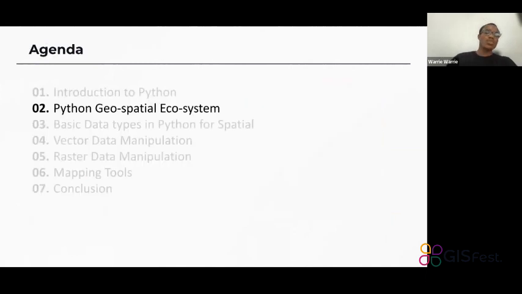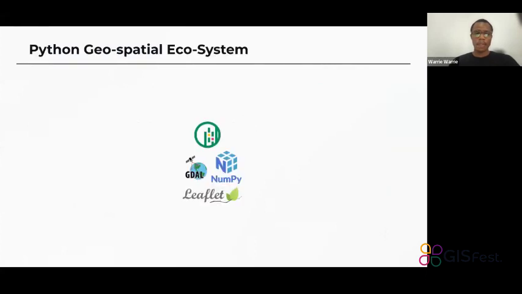With that said about Python, we'll move into the geospatial ecosystem in Python. So the ecosystem of Python, you also observe we don't have a lot of ecosystem. We have GeoPandas, we have rasterio, we have NumPy, we have Ledger. I'll divide this ecosystem into 4 different parts.